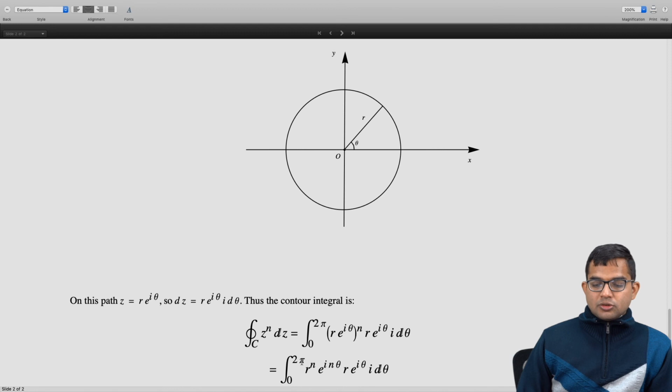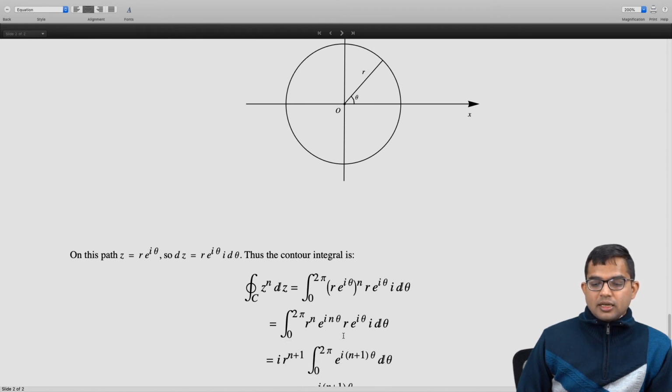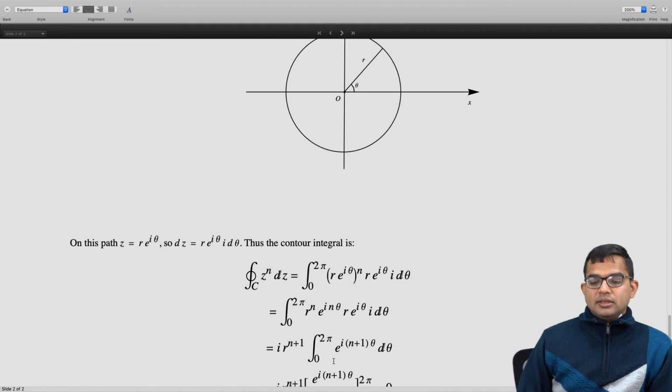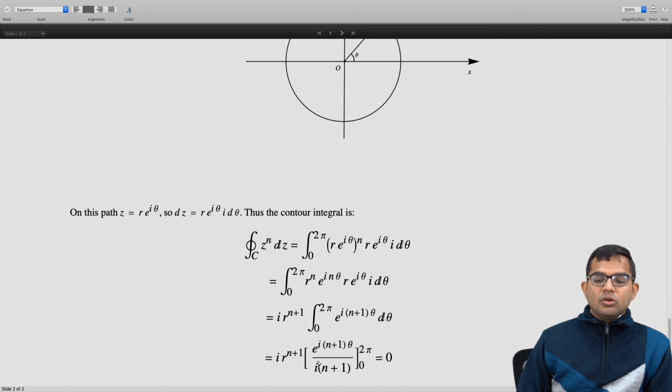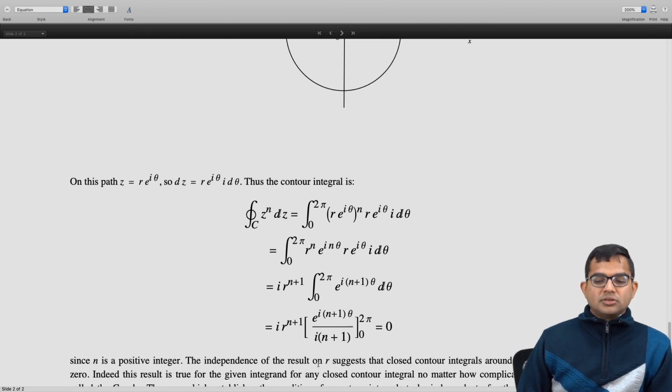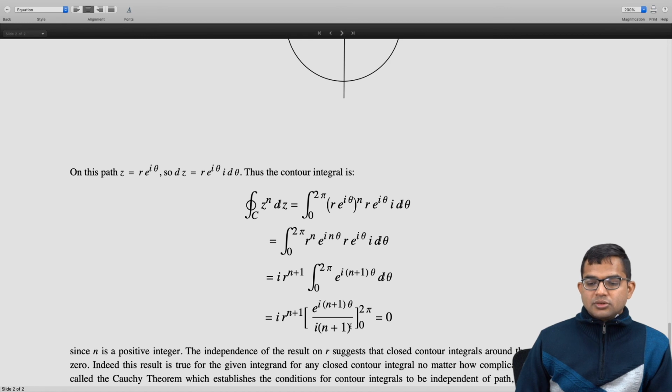So, integral 0 to 2 pi, r to the n e to the i n theta times r e to the i theta times i d theta, and then I can pull out r to the n plus 1 outside. The i also comes out. Then it's just the integral from 0 to 2 pi of e to the i (n plus 1) theta d theta, which I can integrate out and write explicitly as e to the i (n plus 1) theta divided by i times (n plus 1), going from 0 to 2 pi, which is immediately seen to be 0 because n is a positive integer. The value at theta equal to 0 and at 2 pi is going to be the same.